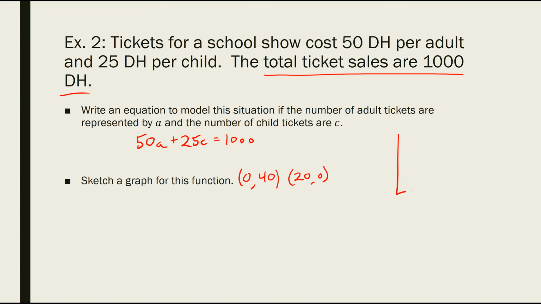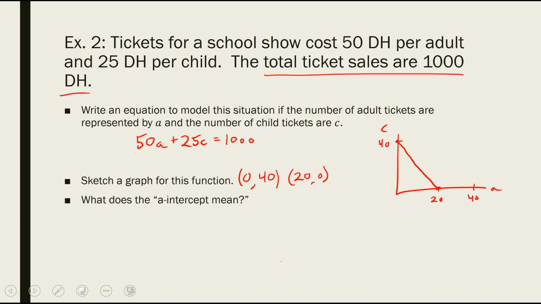I'll make my A axis the X, I'll make my C axis the Y, and just over 0 up 40 is, yeah, it's going to be right here. And then over 20, up 0 is going to be right about there. So our line goes down like this.